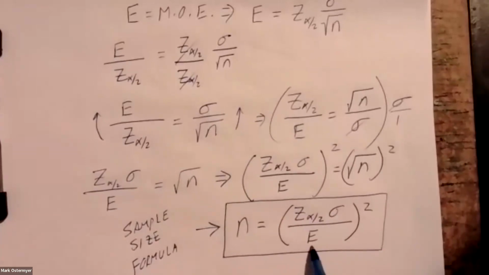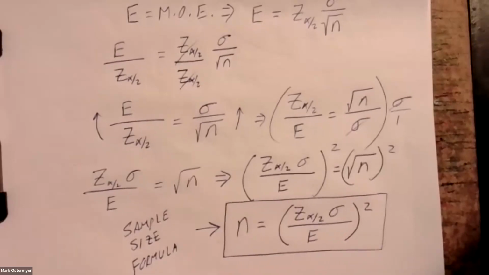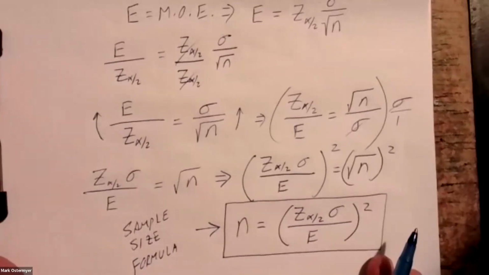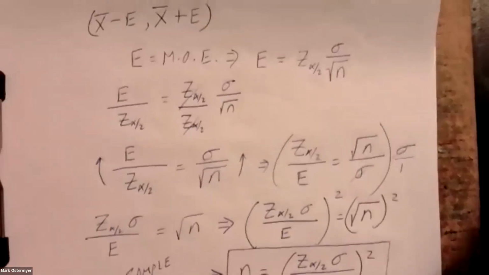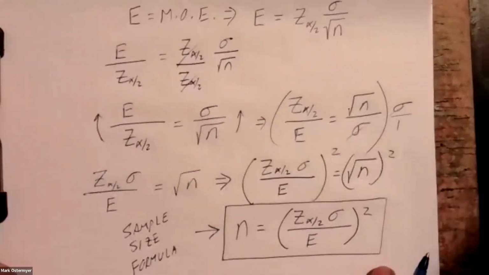Again, E is the allowable margin of error. Z is our critical Z value depending upon our level of confidence. Sigma is the standard deviation of your population, which we assumed today that we know. That's your sample size formula. Let's show ourselves how this sample size formula can help us do some problems now. This derivation, you are not responsible for it, but I just thought I would show you quickly where it comes from so we can appreciate from whence it came.